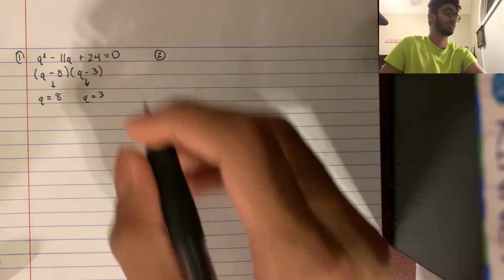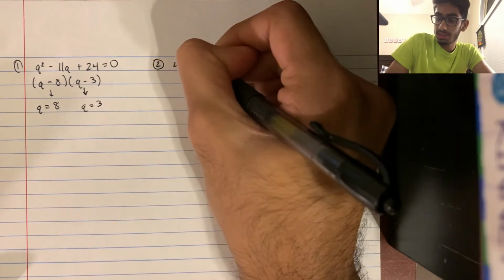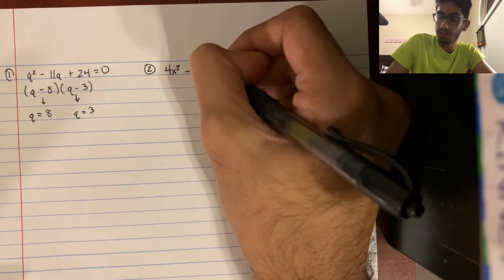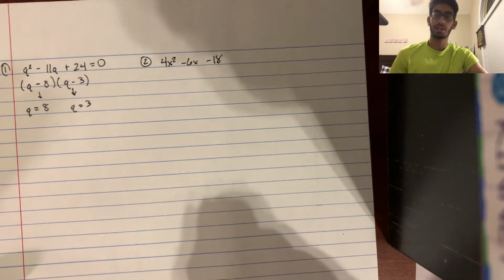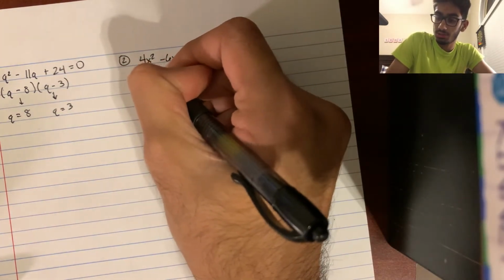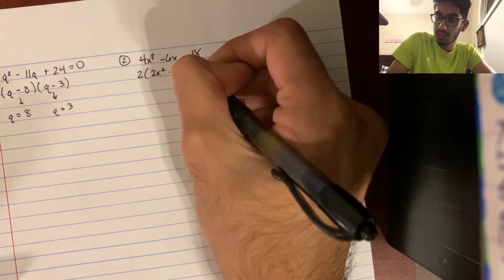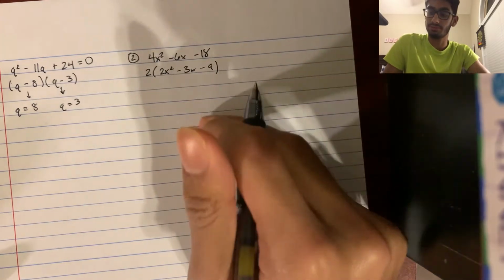Now, A is not equal to 1. So let's say we have 4x squared minus 6x minus 18. First things first, with all quadratics, you want to find the GCF. And for this example, it's 2. So 2x squared minus 3x minus 9. That's the GCF version of it.